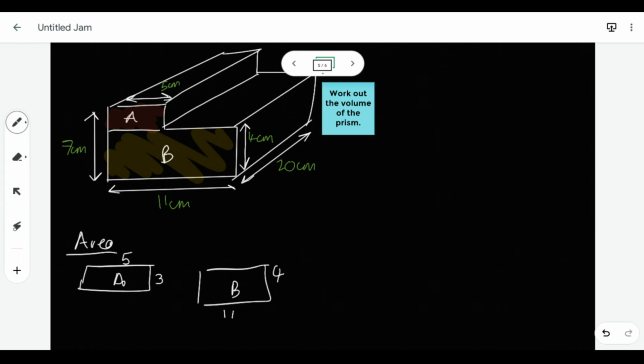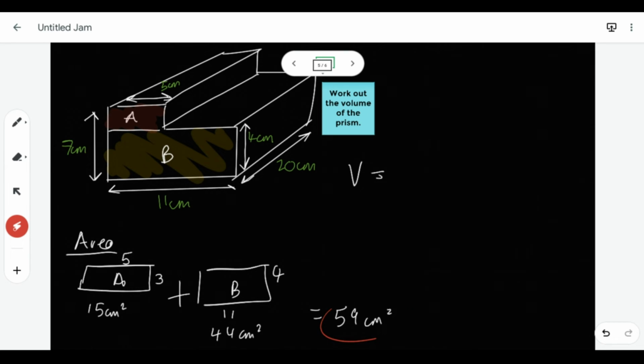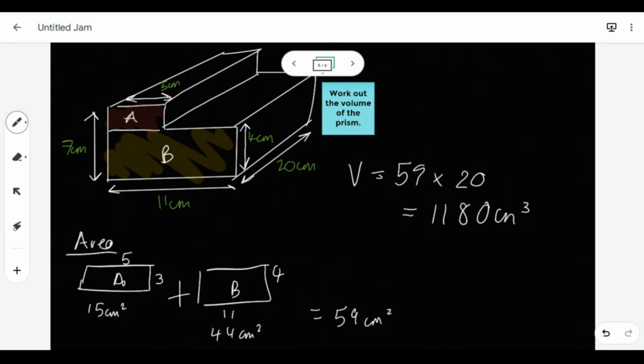4 by 11. So for this shape, we have 15 centimeters squared. And for this shape, we have 44 centimeters squared. Now, adding them together gives me 59 centimeters squared. Now, all I need to do, again, to calculate the volume of the prism is just V equals the area, which is here, times by the length of the shape, which is this number here, and you have 59 times by 20, which is 1180, your final answer, with the units.